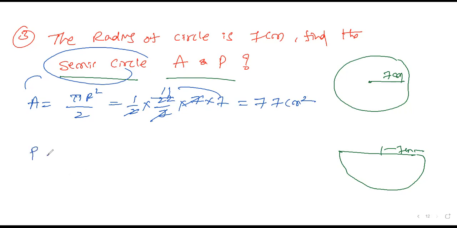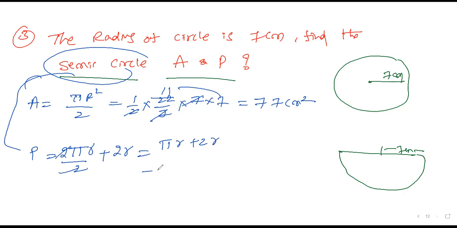Next, perimeter of a semicircle means what? What is the formula? 2 pi r by 2 plus 2r. The 2s cancel. Now you can write pi r plus 2r. Now you substitute a value. Here you can take r common, then pi plus 2. Then you substitute the value. r is what? 7.